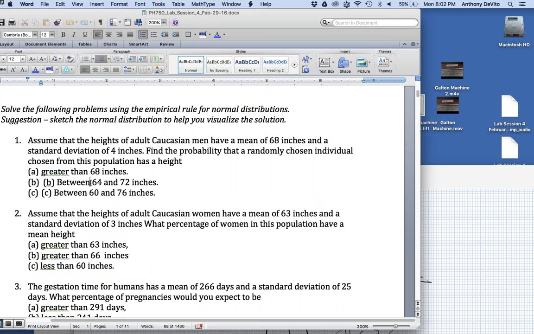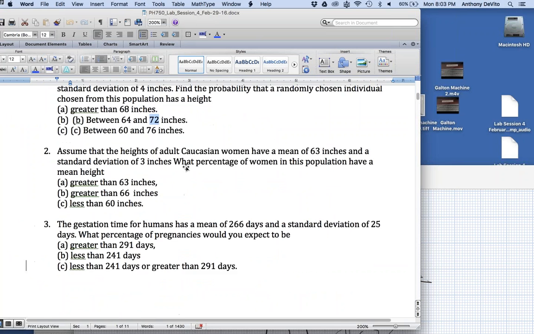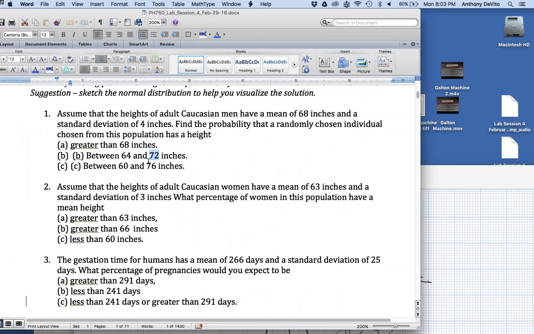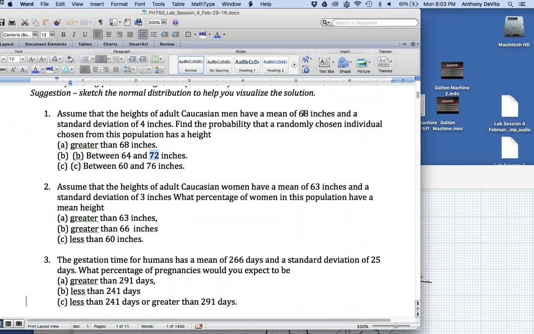How about between 64 and 72 inches? How many standard deviations below is 64? One standard deviation. How many standard deviations above is 72? One. And what percentage was between those? 68%, right? Okay. Less than 60 inches. Well, less than 60 inches now is going to be 68 inches minus 60, which is 8. That's 2 standard deviations, right?